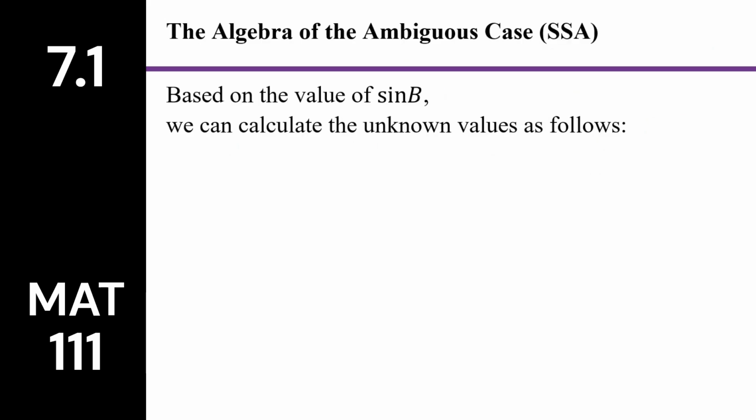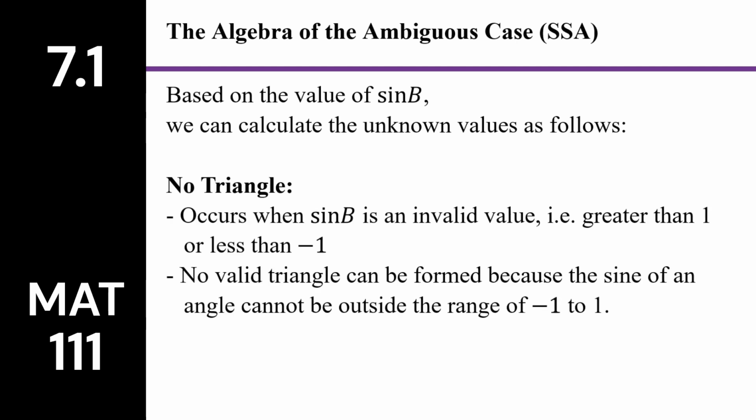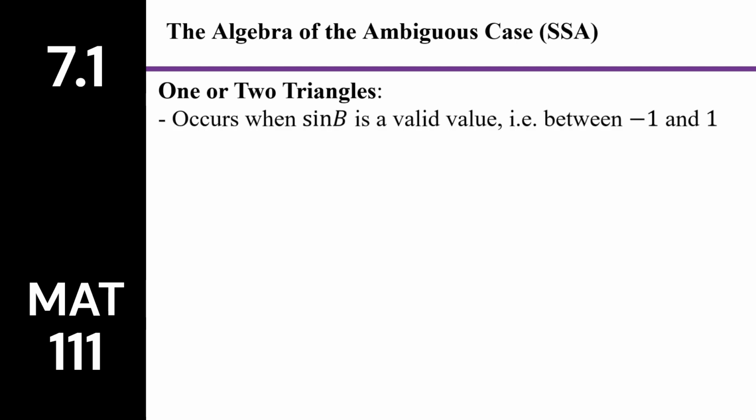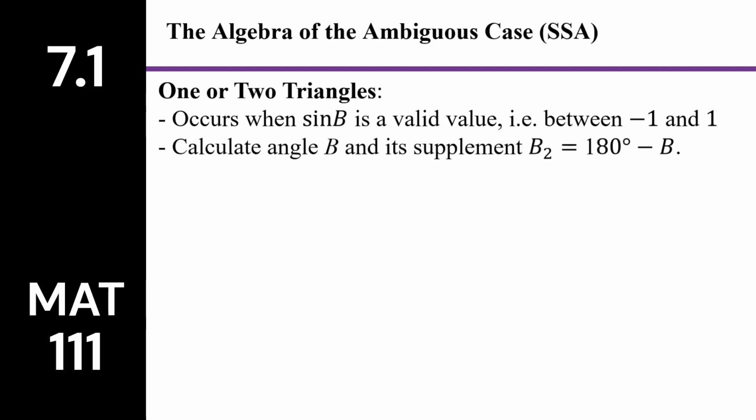Based on the value of the sine of B, this will be the procedure that we follow. We'll know that we have no triangle if the sine of B is an invalid value. So if we get a value that is greater than 1, we can stop right away and answer that there's no solution. We will be in a situation where there's one or two triangles if the sine of B is a valid value. We'll then calculate angle B and find its supplement. Remember, supplementary angles are two angles that add to 180, and so we'll find B sub 2 by taking 180 degrees minus B.